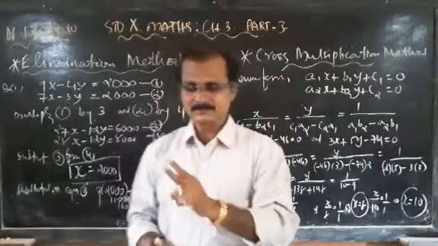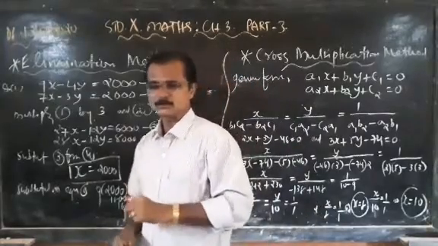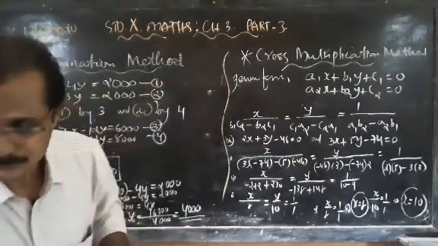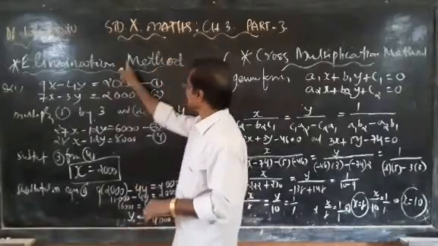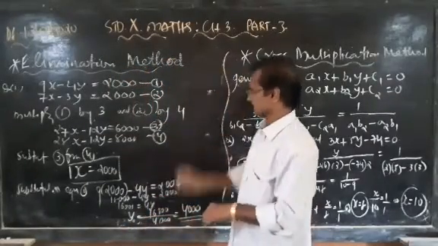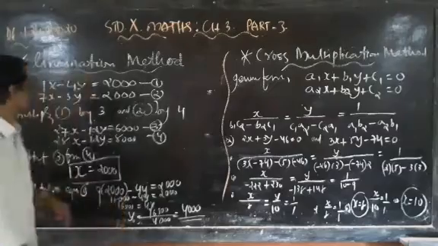Now today we will discuss two methods. Which are the two methods? One is the elimination method and the other is cross multiplication. Elimination method. So two equations are here.